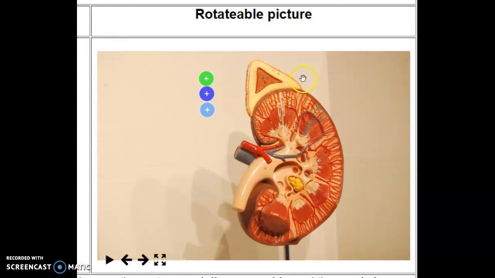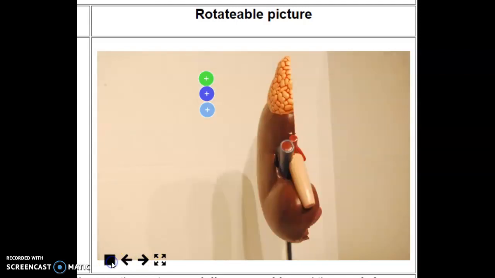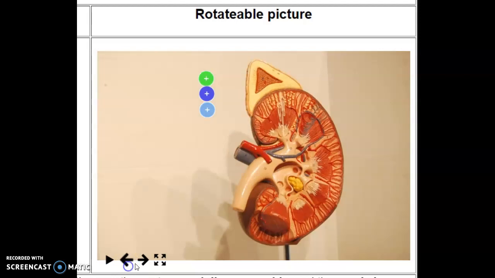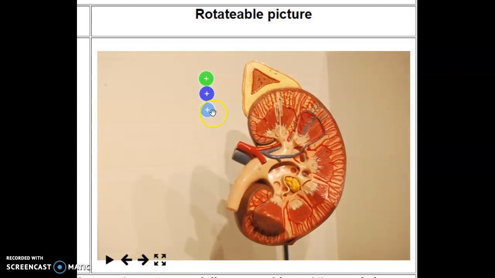This video is going to go over our kidney model right here. Again, play spins it for you. You have forward and backwards enlarge, and these are enlargements of different regions. We have the cortex and medulla enlarged there. We have the renal pelvis enlarged in here. We have the vessels enlarged here.